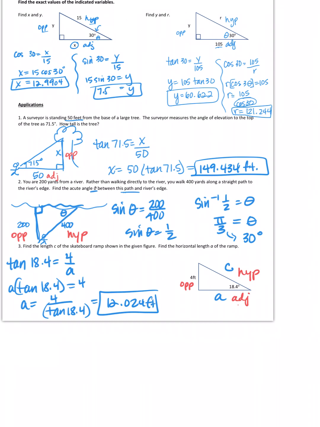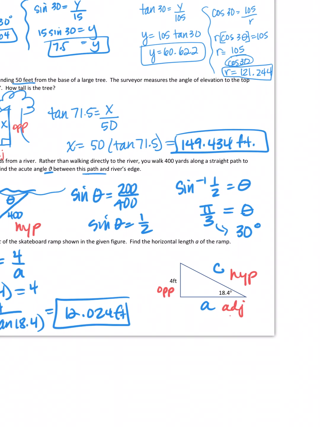Okay, great. Now let's find the hypotenuse. Now you could do several things. You could do Pythagorean theorem since you know the two sides, or just use a trig ratio to find your hypotenuse. So opposite and hypotenuse would require a sine function. So sine of 18.4, the opposite is 4, the hypotenuse is the unknown. So we're going to go through the same motions we just did. So C times the sine of 18.4 is 4.